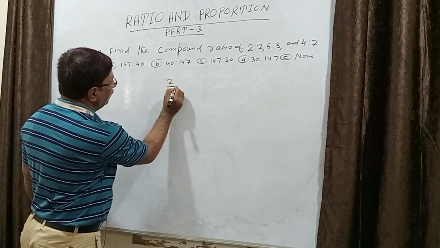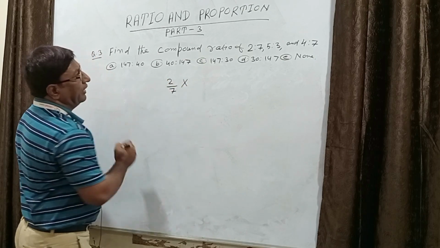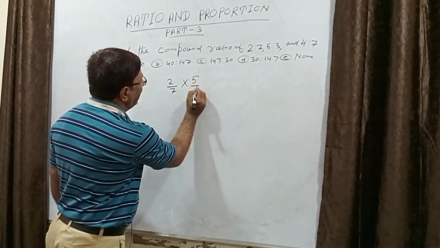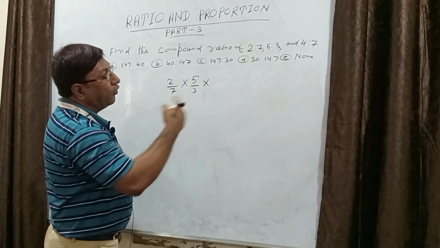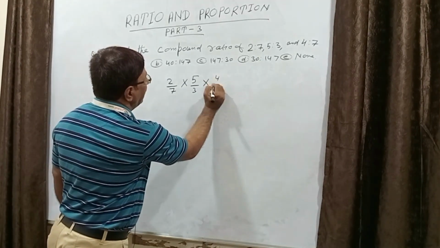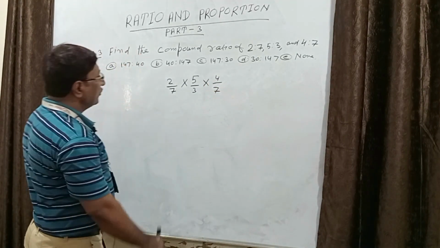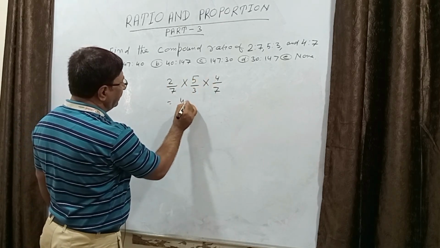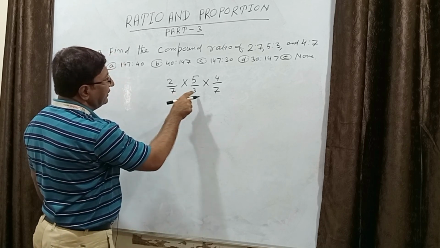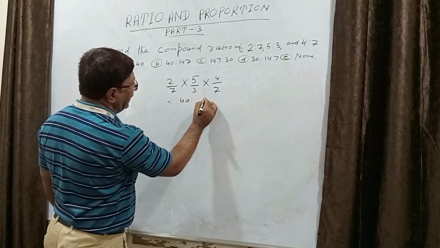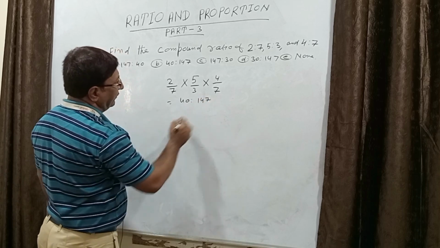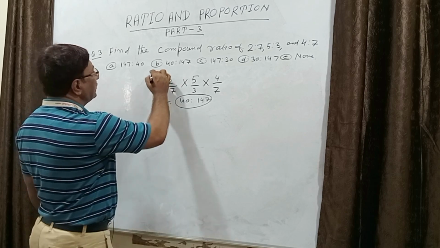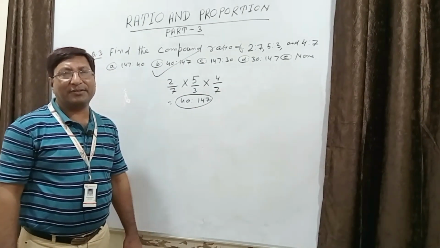2:7 means 2 upon 7. Multiply. Second is 5:3, so multiply 5 upon 3. Again 4:7, so multiply 4 by 7. So what will we get? 2 times 5 is 10, 10 times 4 is 40. And then 7 times 3 is 21, 21 into 7 is 147. So our answer is 40:147. So B is our correct answer.